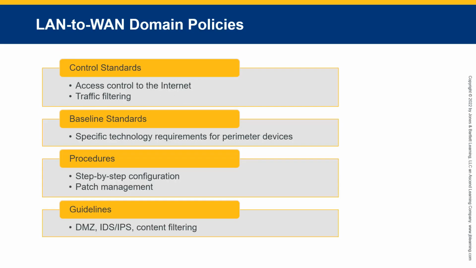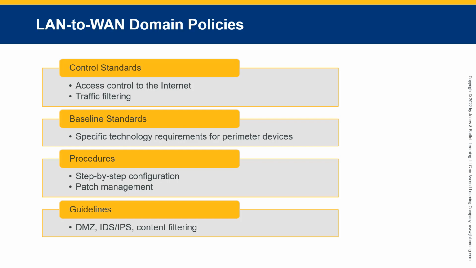LAN to WAN domain policies. Control standards, for example, have access control to the internet and traffic filtering. The industry has well-defined standards that require access control to the internet. As such, the standards tend to be specific about technologies and architectural choices. For example, these standards often require the use of Internet Proxy and a specific demilitarized zone, DMZ, architecture. Next is baseline standards.